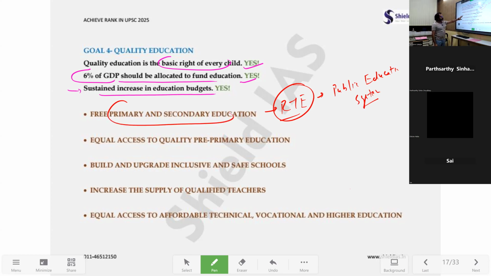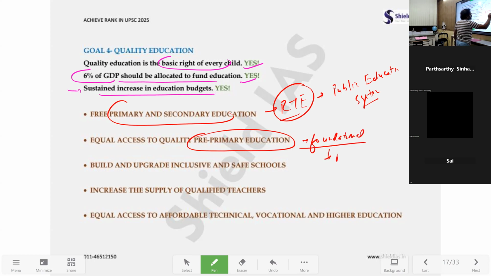Next, we are talking about equal access to quality pre-primary education. So pre-primary, we are talking about the foundational. And hence, what comes important again? Anganwadis. And this responsibility here is to provide funding, majorly going to the state governments to support that. Because right to education covers, yes, from primary to the middle classes.